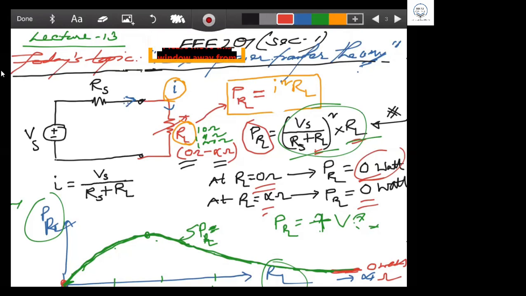PRL, sir. Okay, it's RL, PRL. And this is what? This is RL and this is RL. So this is the equation which is giving you that relationship. What relationship? PRL versus RL. Got it now?